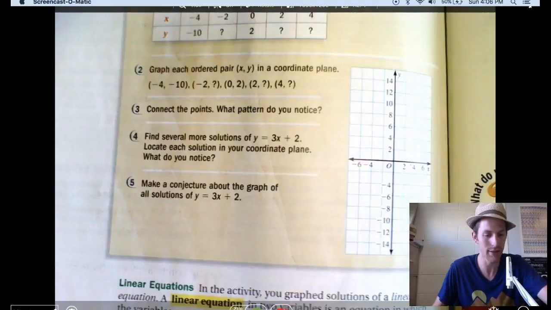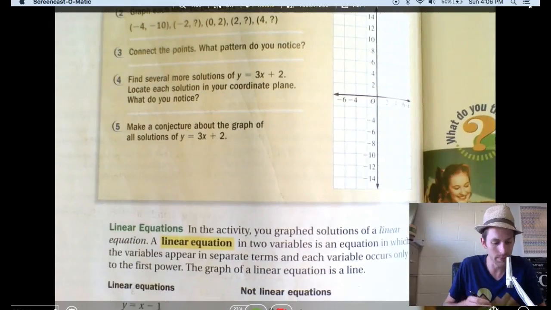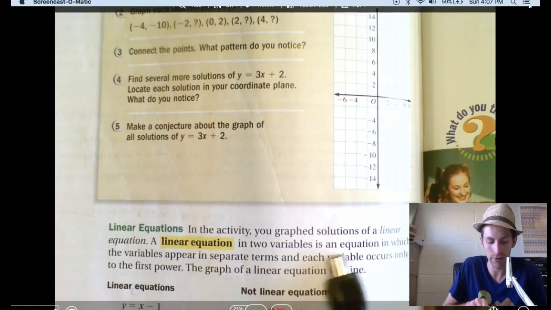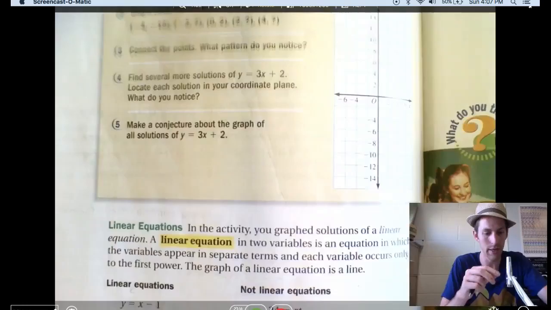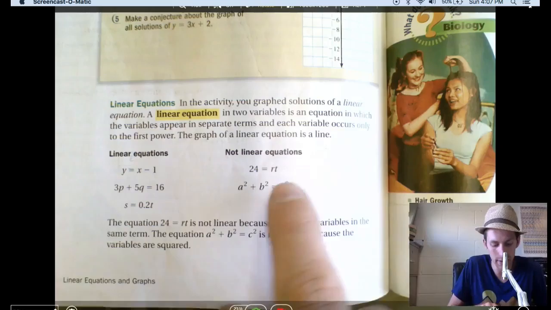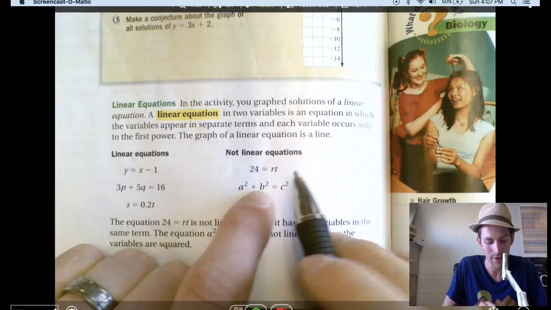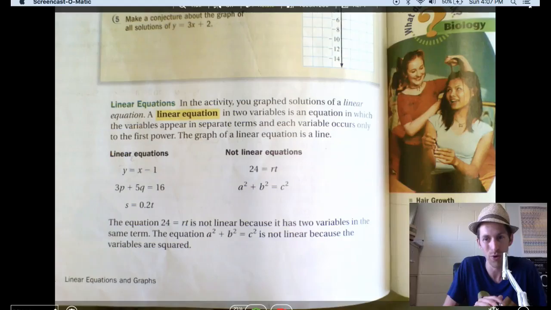Linear equations. In this activity, you graph solutions of a linear equation. A linear equation in two variables is an equation in which the variables appear in separate terms. Okay, look right here. These are examples of equations because there's an equal sign, but they're not linear. Why? Because for a linear equation, there are two variables. How many? Two. But they have to be in separate terms. Right now, this is one term. If you multiply two things together, they are one term. So this is not a linear equation.